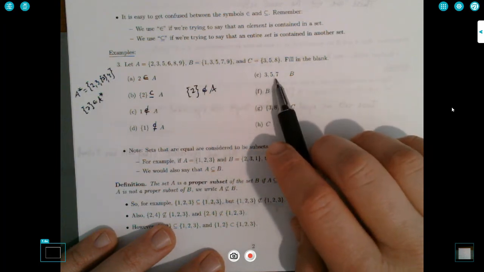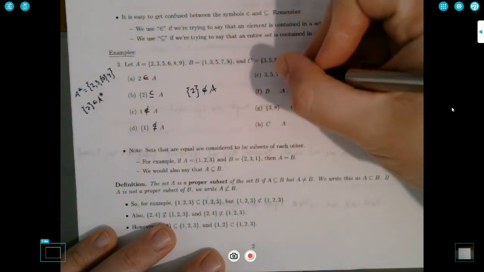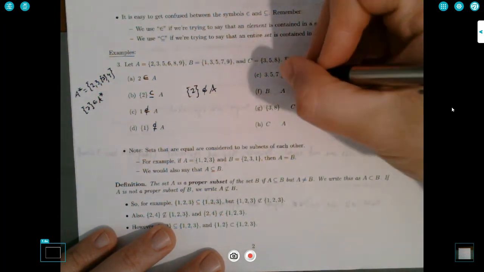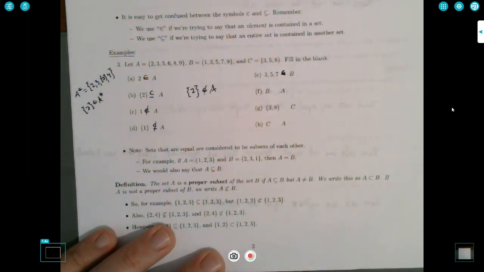3, 5, and 7. There are no curly braces around this, so we're thinking of each of these as elements, 3, 5, and 7. They are all elements of B. So we would use the element symbol. They're all elements.